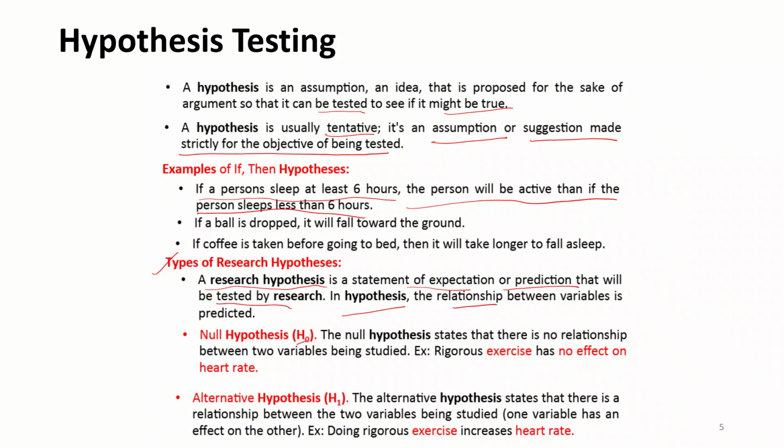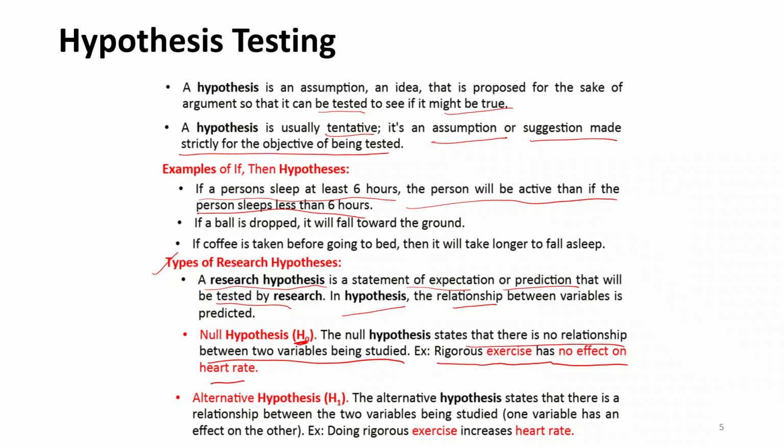It is denoted by H naught. The null hypothesis states that there is no relationship between the two variables being studied. Example: rigorous exercise has no effect on the heart rate. So there's no relationship.